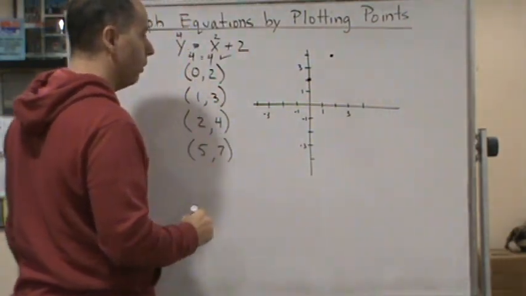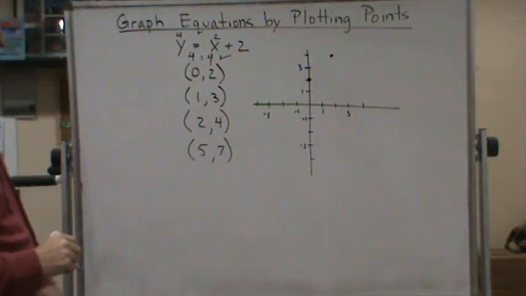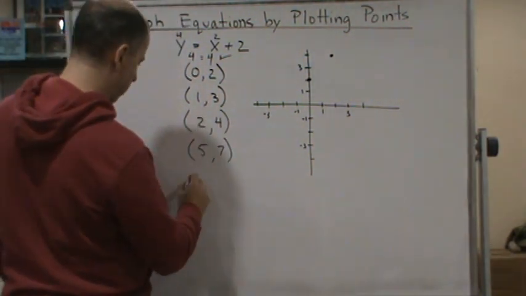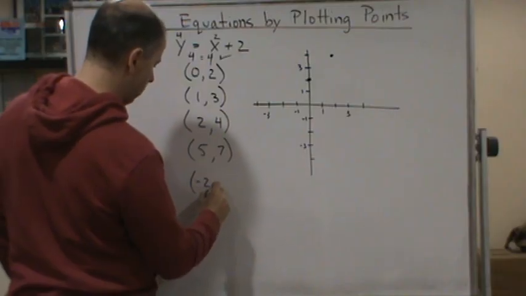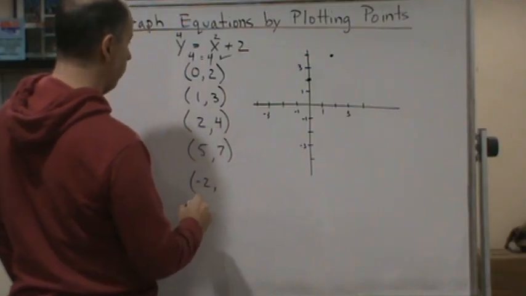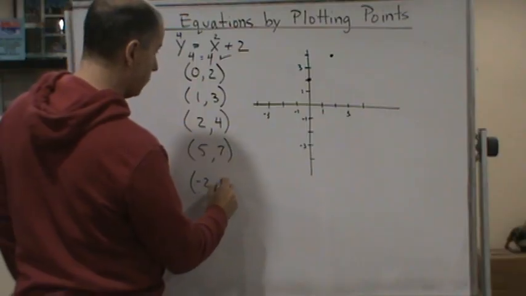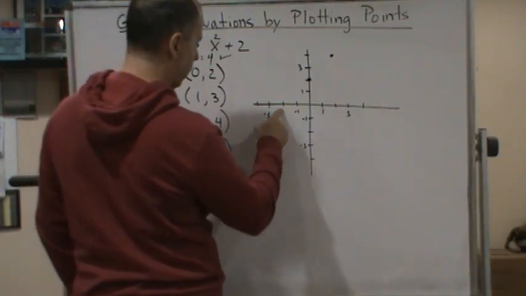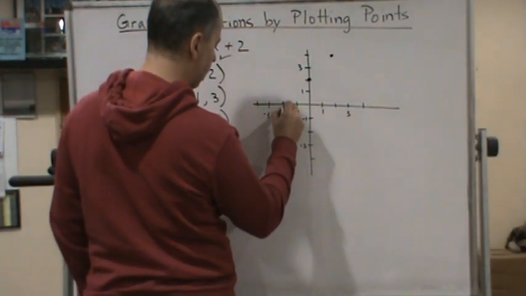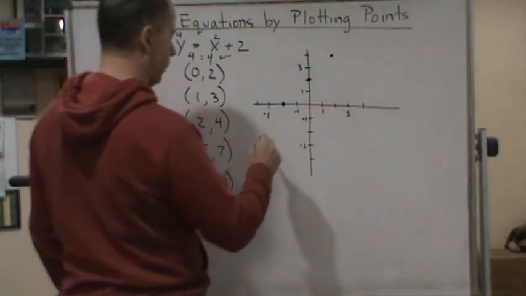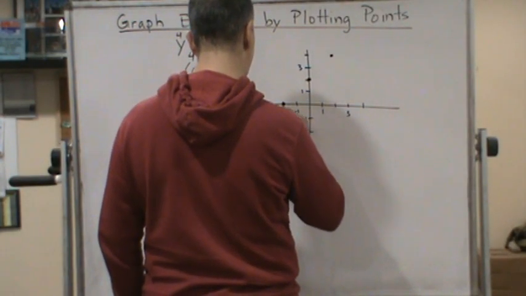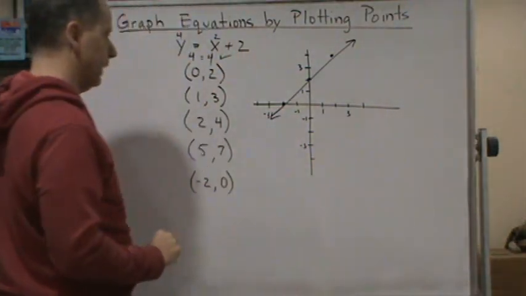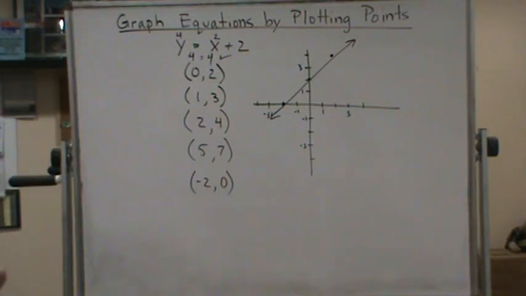And now, since this is a straight line, let's do another one. What about negative 2? If I put in negative 2, that'll give me negative 2, 0. So if I go to (-2, 0), now I'm right there. So I have 3 points. Now if I connect these 3 points, that gives me the graph of the line.